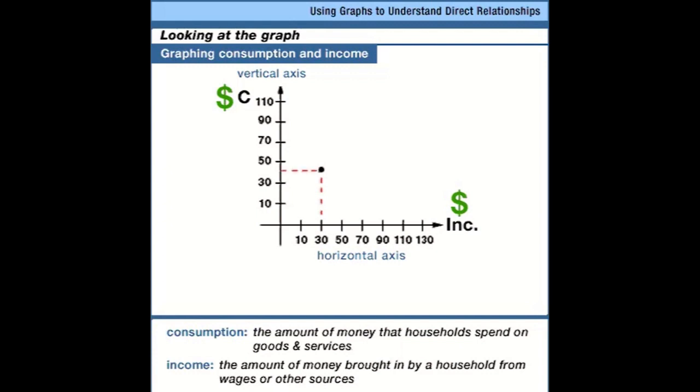So see, each point in this space represents a combination of two pieces of information about a single household, their annual income and their consumption spending for that year. I can label this point with a pair of numbers that represent its coordinates. I'll write first the horizontal coordinate, that is 30, to represent their income, or $30,000. And second, I'll write the vertical coordinate of 40 to represent the spending data.